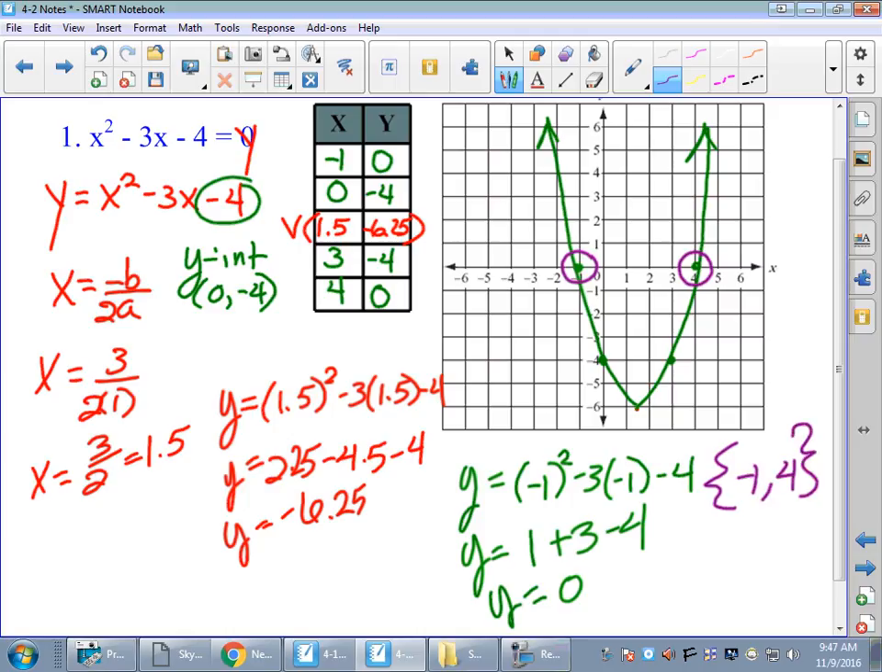The graph is not the answer. The graph is your work that supports your answer. I drew you a picture of my solutions. So that's kind of why I like this method. It gives you a good visual of what's going on. So our answer for this problem is -1, 4, and your work is the graph that supports it.